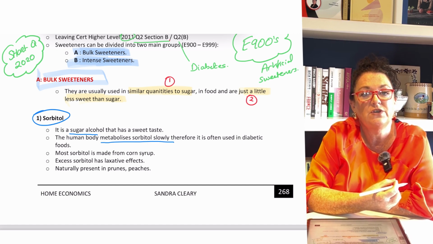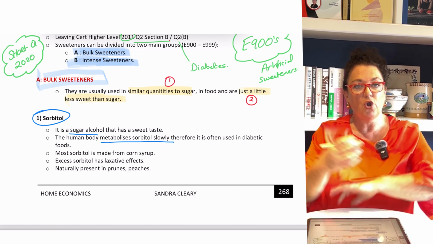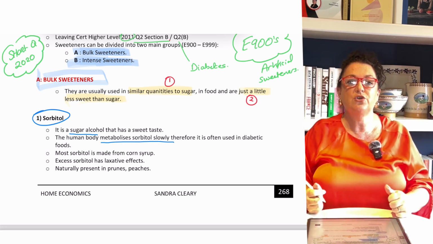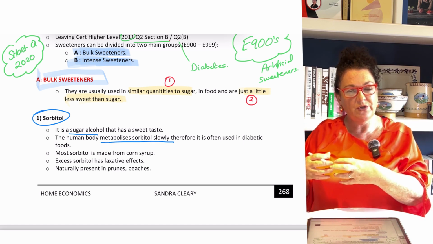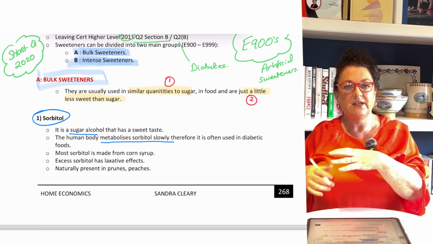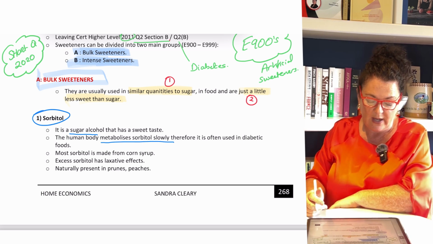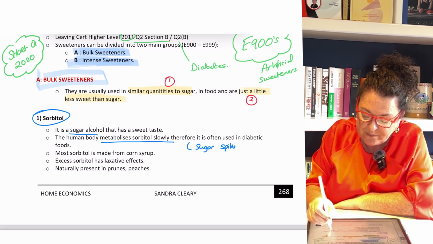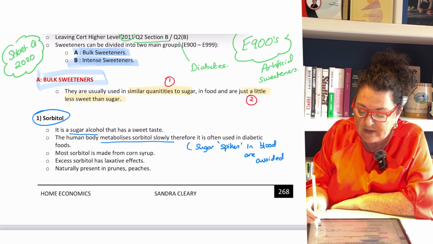And as a result, it's often used in diabetic foods like diabetic jam, diabetic chocolate, because normal table sugar, as you know, once we take it into the body, we have this sugar spike and our glucose levels are raised very quickly. So with the sorbitol, what we're saying here is that it's not going to cause a sugar spike because it's metabolized much more slowly. So we'll just put down here sugar spikes in blood are avoided. And that's the reason why they're used in diabetic foods.